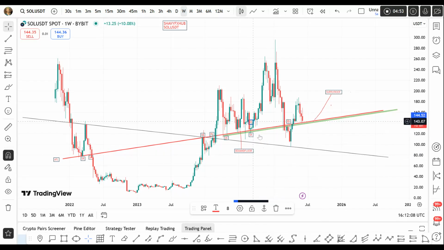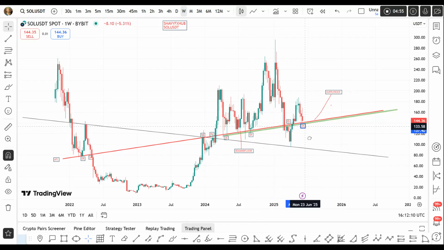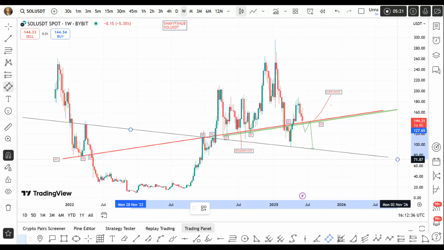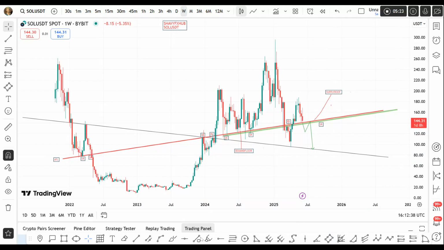So if Solana breaks down from where it is right now on a weekly time frame, and that's a weekly close, then Solana will most likely retest this floor again. My preferred demand floor on a descending trend line. Very beautiful price action surrounding this level.